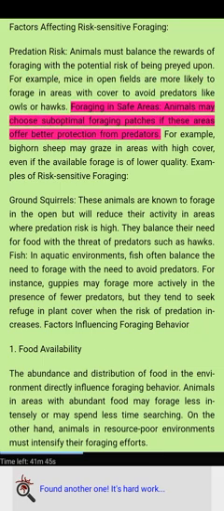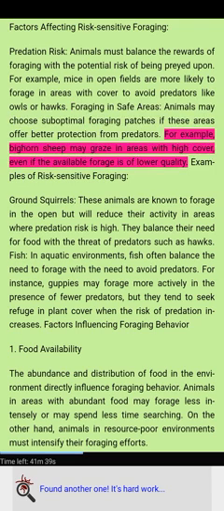Foraging in safe areas. Animals may choose suboptimal foraging patches if these areas offer better protection from predators. For example, bighorn sheep may graze in areas with high cover, even if the available forage is of lower quality.